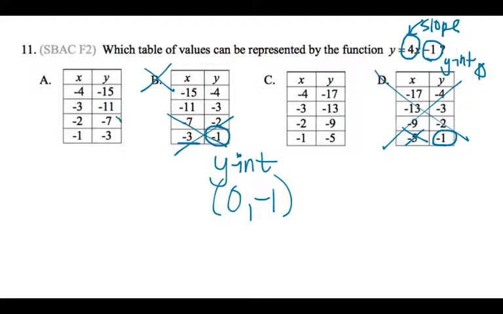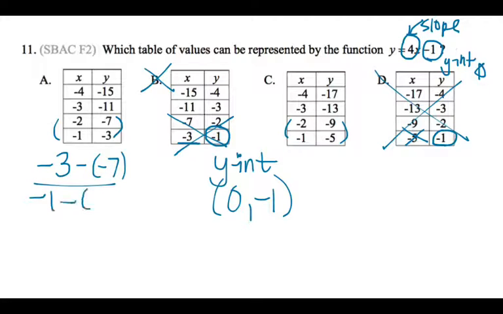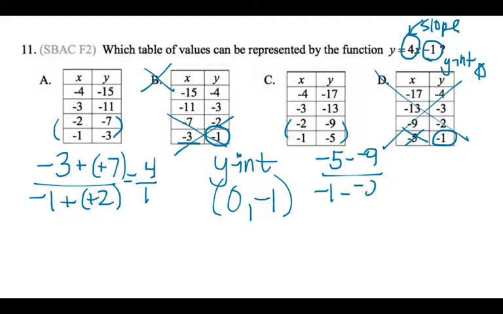If I find the slope, because this is something people are going to do, I'm going to say -3 minus -7 over -1 minus -2. If I add the opposite, I end up with a slope of 4 over 1, which is actually my slope here. So your first thought might be, oh, perfect, it's A, but don't think it's A yet. Let's look at the next one. If I do my slope formula, -5 minus -9 over -1 minus -2, add the opposite, I end up with 4 over 1. So these both have a slope of 4. Okay, so we have a little issue.